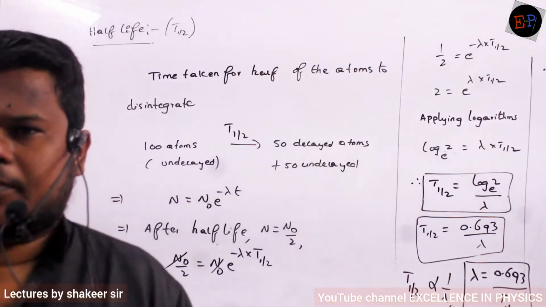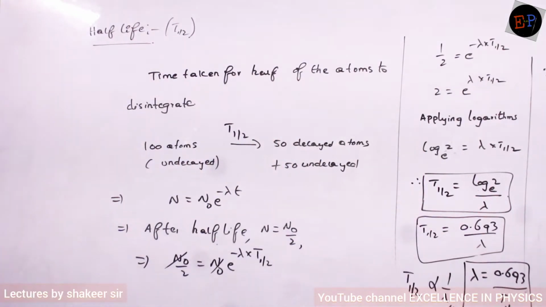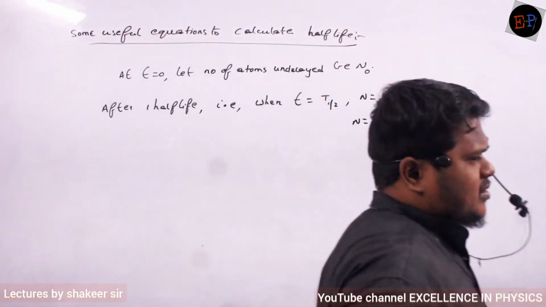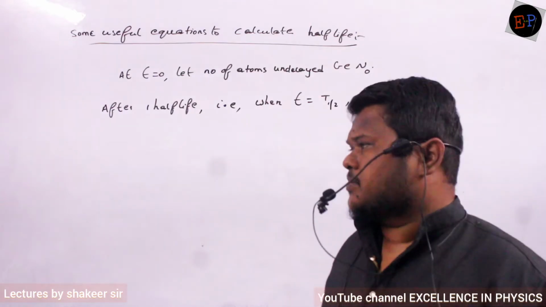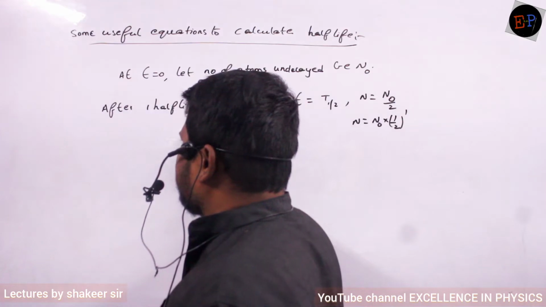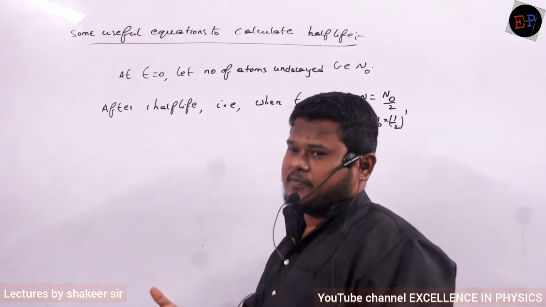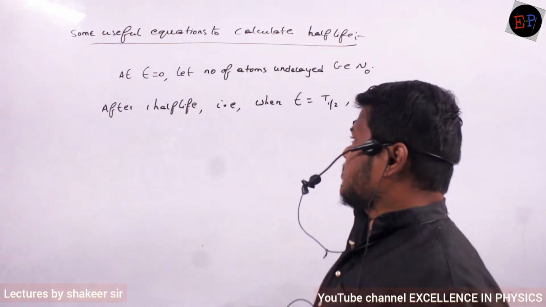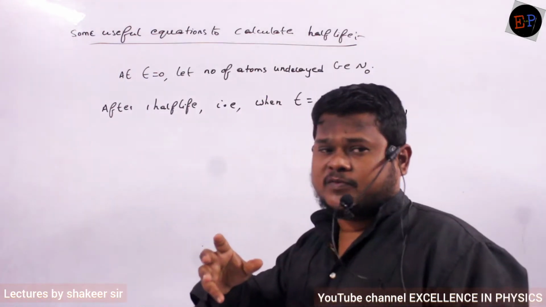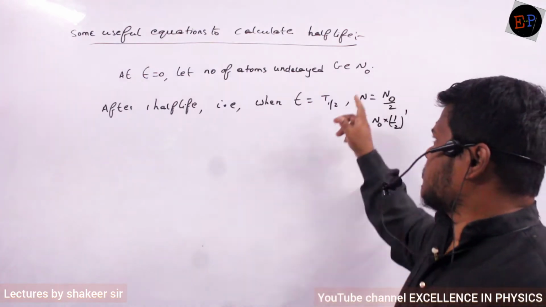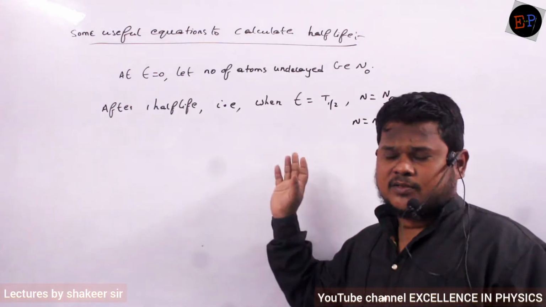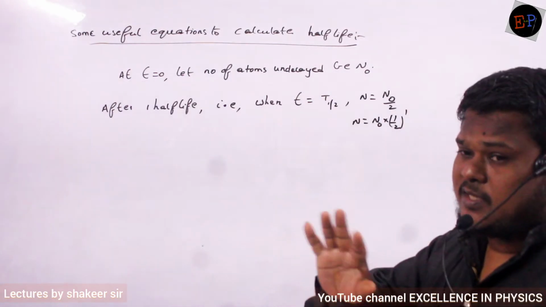Understood, no? Make a note. Write it down. Okay, now see. We are discussing some very useful equations to calculate half-life. So listen carefully. At t is equal to 0, what is meant by t is equal to 0? When we started observation. That is the meaning of this. When we started observation, the number of atoms which are ready for disintegration, or the number of atoms which have not disintegrated, is equal to n naught. From the starting of the chapter we are using the same notation, no? So the number of atoms at the initial position is n naught.